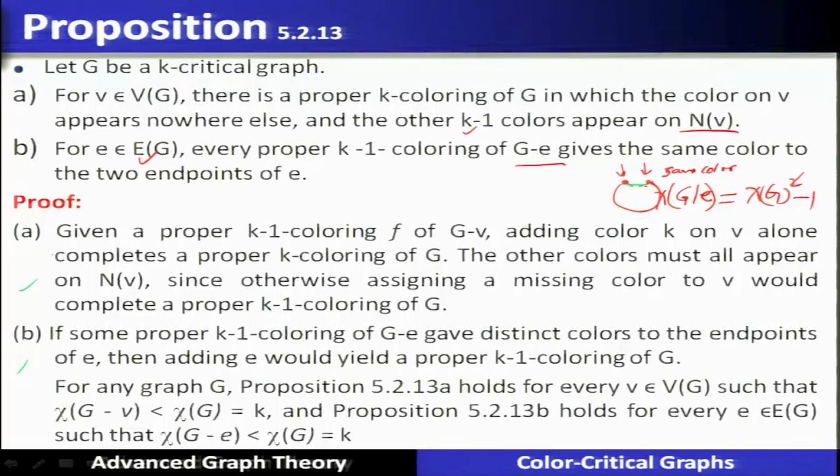So, let us see the proof again. Given a proper k-1 coloring of the graph without a particular vertex V, adding the color k on V alone completes a proper k-coloring of the graph. The other colors must all appear in neighbors, since otherwise assigning a missing color to V would complete a proper k-1 coloring. If some proper k-1 coloring of the graph without that edge e gave distinct colors to the endpoints of e, then adding e would yield a proper k-1 coloring of that particular graph G.